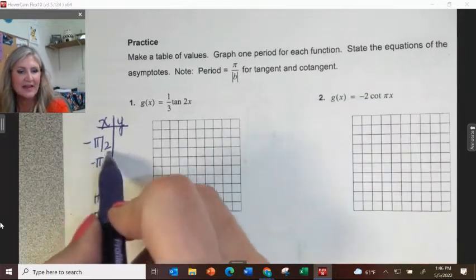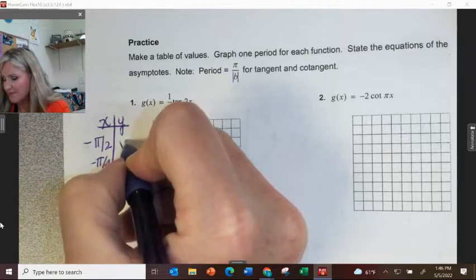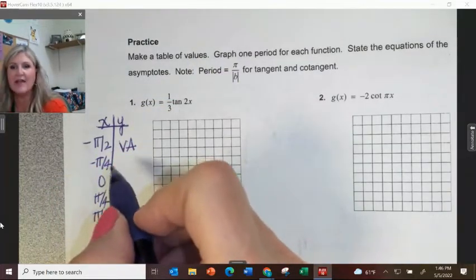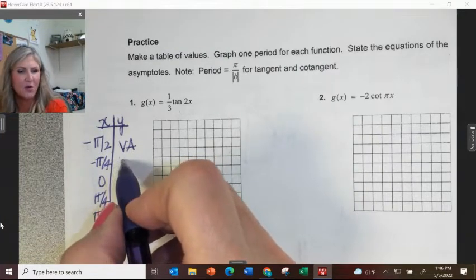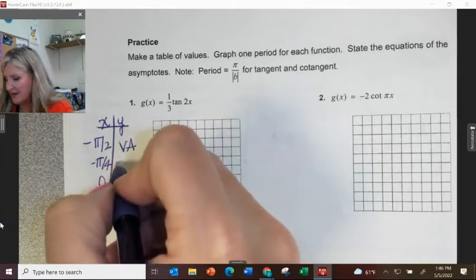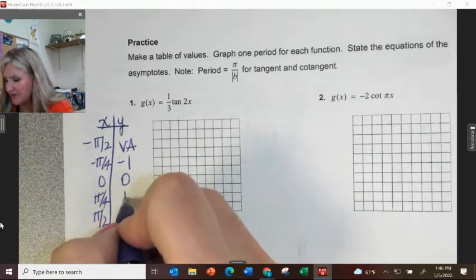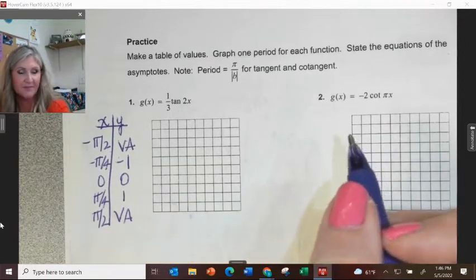What happens at negative pi over 2? We have a what? Vertical asymptote. Remember, these points go like negative or positive 1 here. So in that fourth quadrant, is tangent positive or negative? So it's going to be negative 1 here. Then this point's 0, this point's 1. Here we have another vertical asymptote normally.